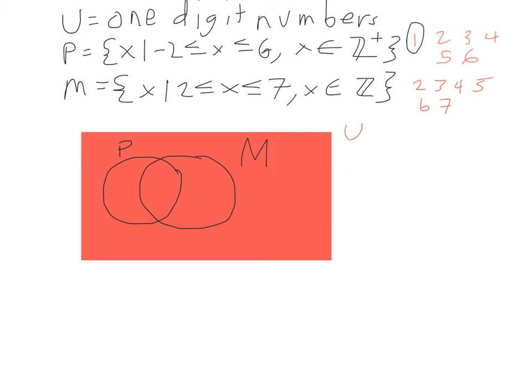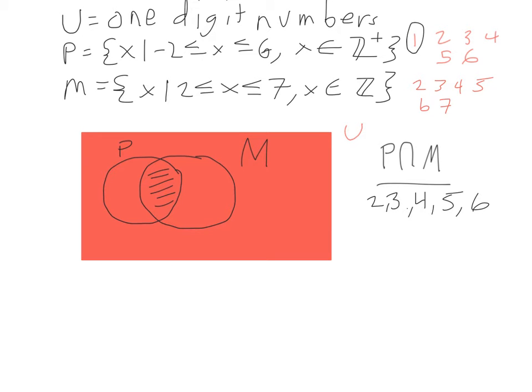Alright, so one of the things that we learned last class was the intersection. P intersect M. So what are the values that are represented by P intersect M? Well, you'll remember that P intersect M are these numbers, the ones that are in the overlapping section. So in this situation, you can see that P has 2, 3, 4, 5, 6, and so does M, 2, 3, 4, 5, 6. So P intersect M is 2, 3, 4, 5, and 6.